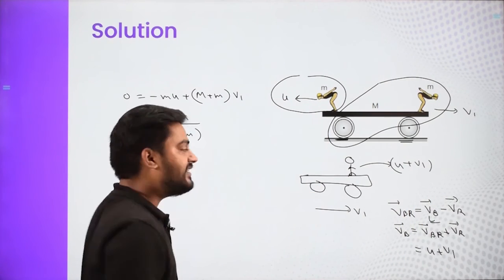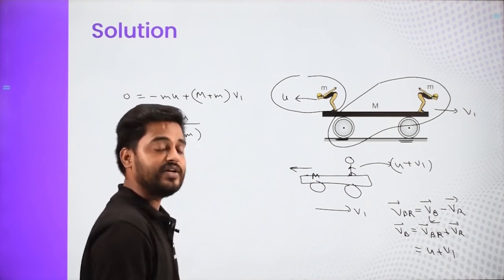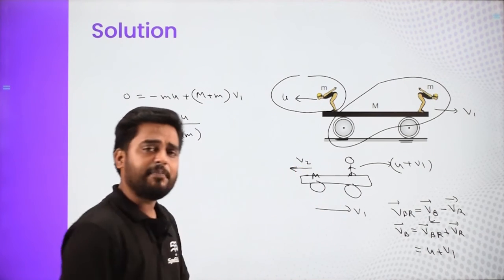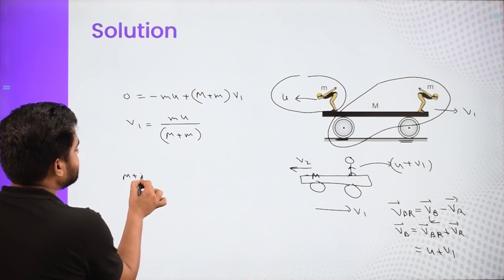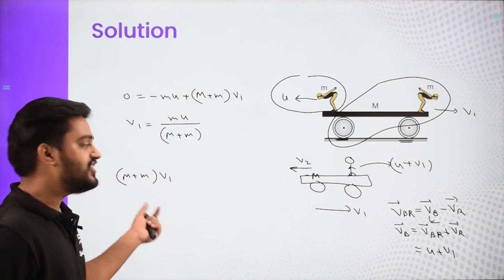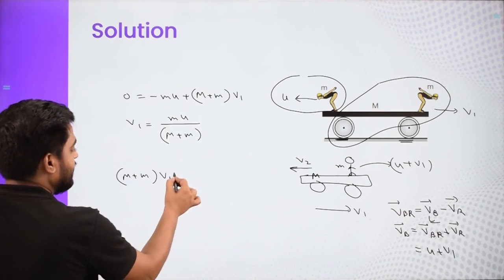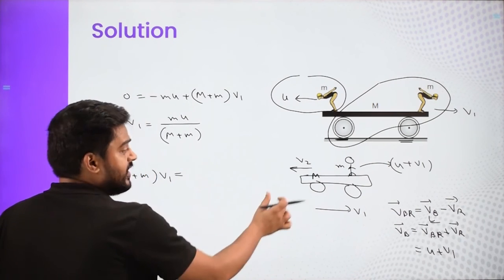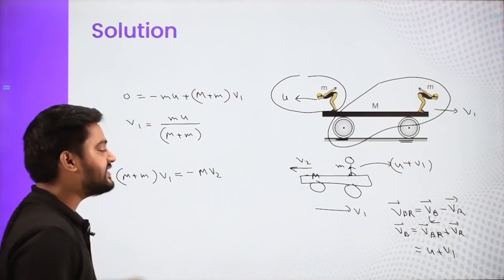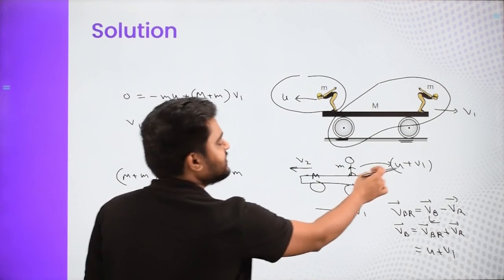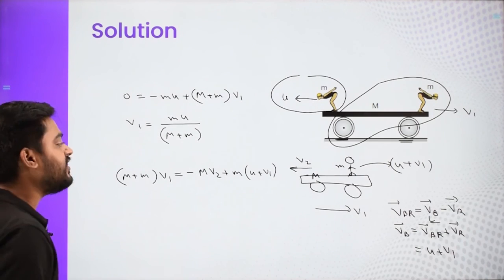And what about this? Let us assume that once he jumps off, the entire mass M, the railroad, is moving with a velocity v2. So again apply momentum conservation. What is the initial momentum? M plus small m times v1. Entire M plus m are going with v1. What about the final momentum? The final momentum is this capital M going with minus v2, minus because it is towards left, plus this small m going with u plus v1, and this equation we can solve for v2.